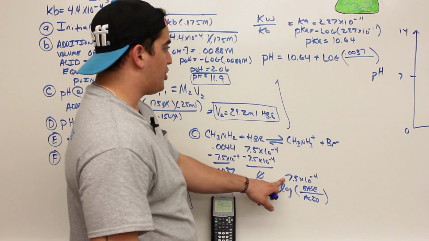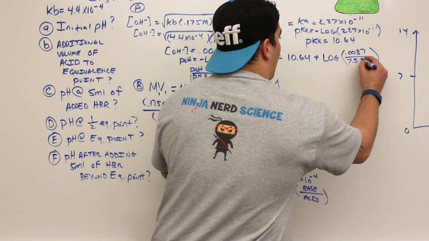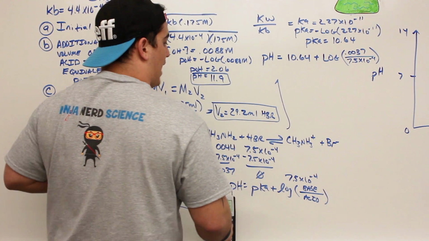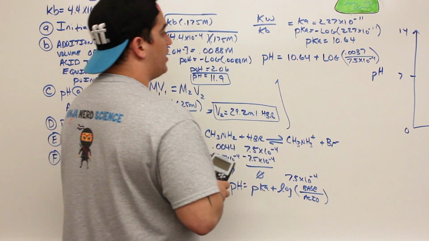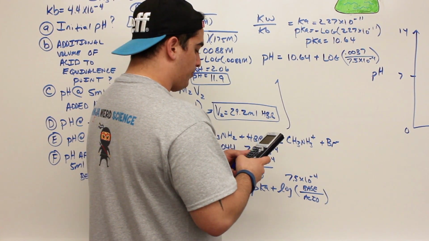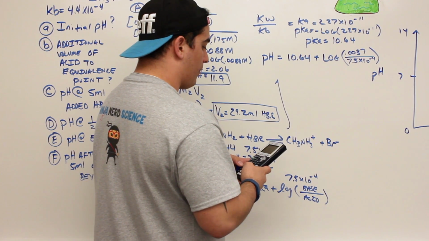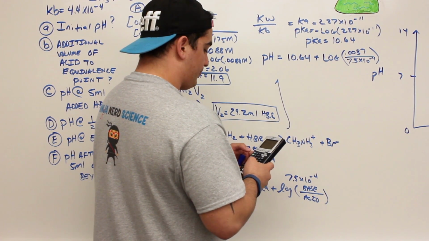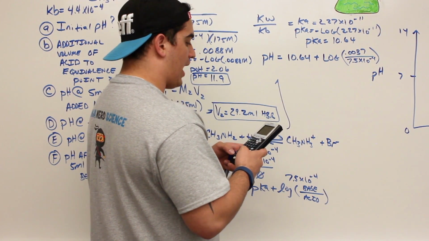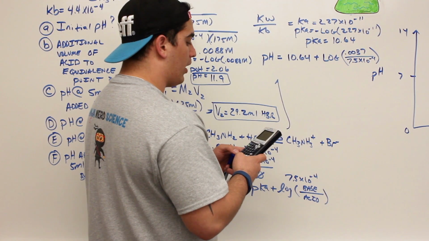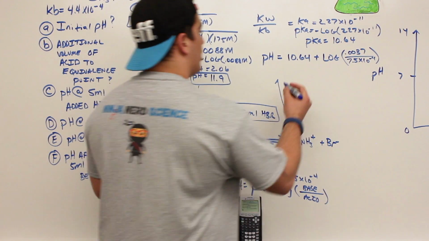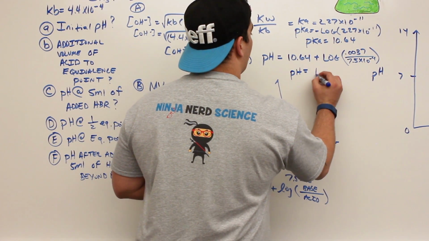And then over here is my conjugate acid, which is 7.5 times 10 to the minus 4 moles of my conjugate acid, because it's base over the acid. Let's plug all this in and see what our pH is. So we get 0.0037 divided by 7.5 e to the negative 4. And then I'm going to log that, and I get 0.693, and I'm going to add that to 10.64, and I get a pH equal to 11.33. So a pH equal to 11.33.